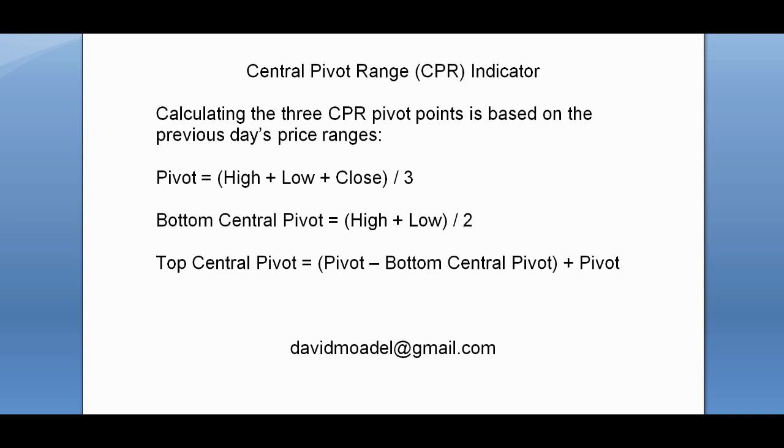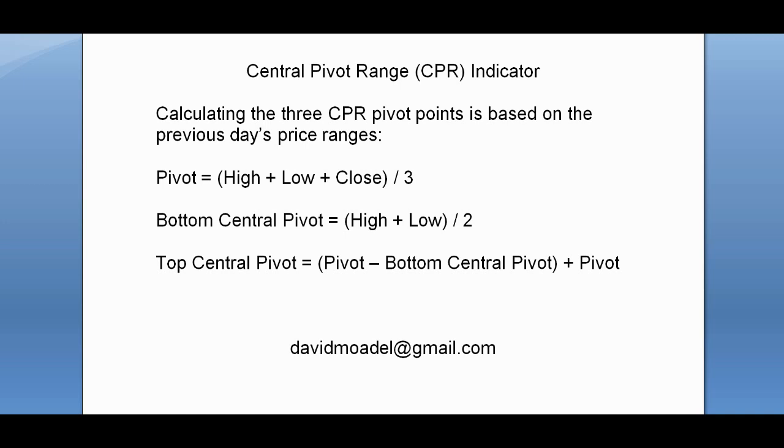So you got your pivot, and that is calculated by the high, and this is from the previous day. Okay, so look at yesterday's prices. You take yesterday's high plus yesterday's low and yesterday's closing price. Add them all up, and then take that number and divide by 3. That's your pivot for today.